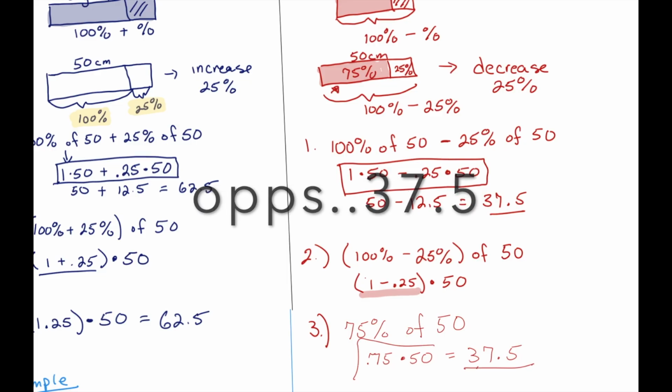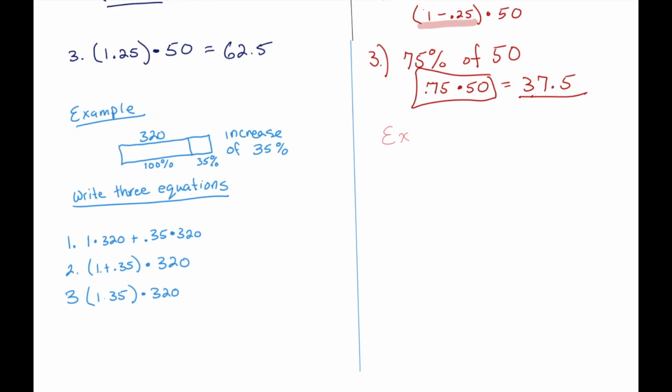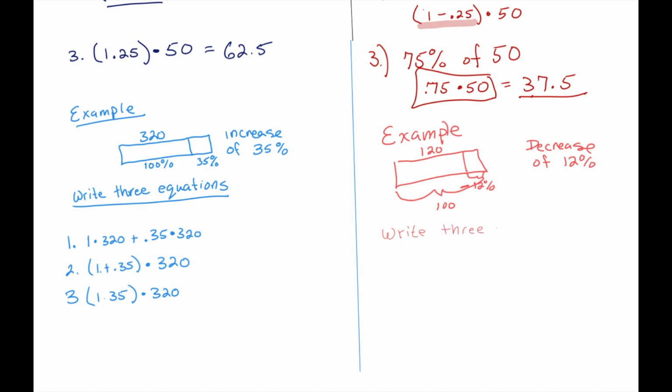Okay, so moving on to those quick examples. Okay, so here are those three examples again. My situation is going to be a rectangle with a length of 120, and I want a decrease of 12%. So here's my 100%. I'm going to subtract off this 12% here. So let's go through the three different equations. The first one is looking at the actual parts. So I want 100% of 120 minus the 12% of 120.